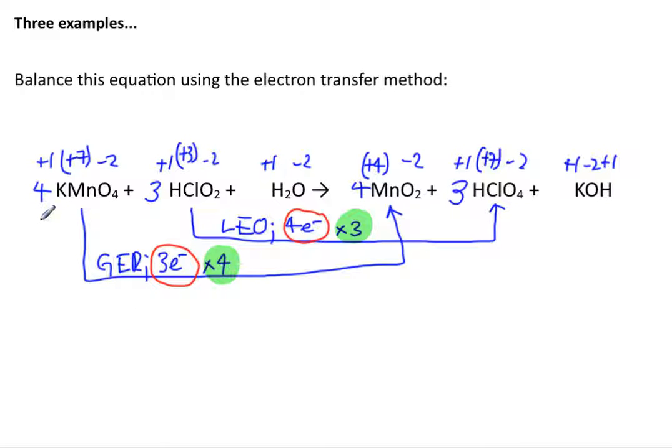state. So I'd look here first. I have 4 times K, so I'm going to make that 4 times potassium. Now I just have oxygen and hydrogen, so you might as well pick one and balance it and see what happens. So let's pick oxygen.